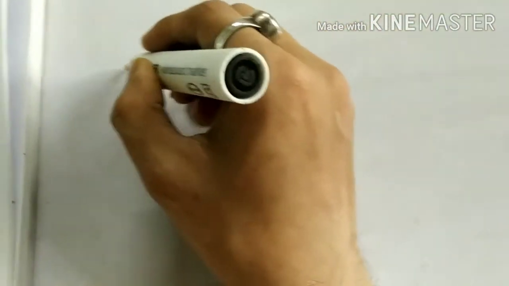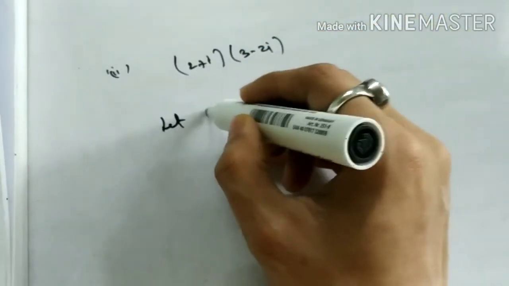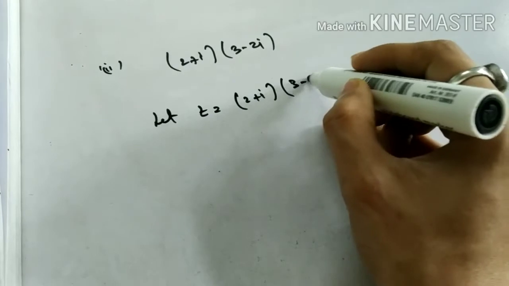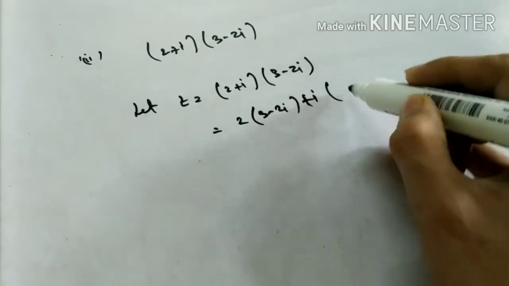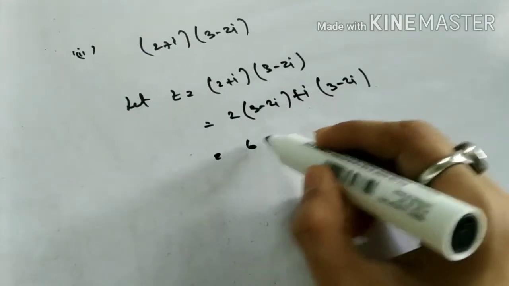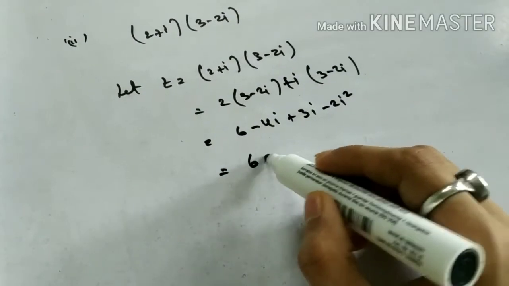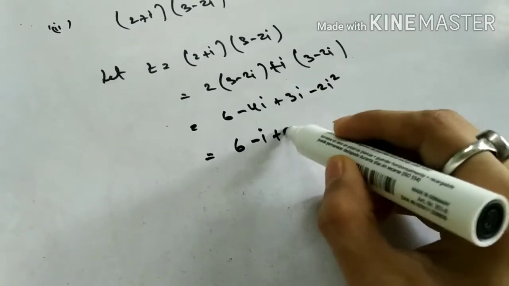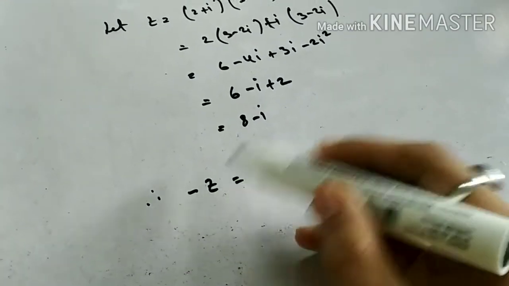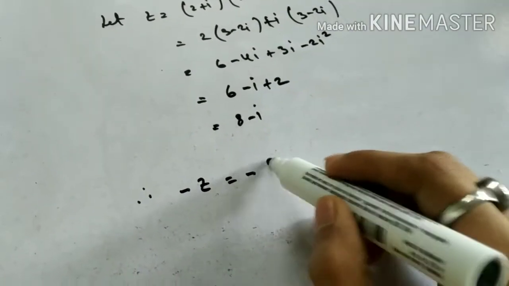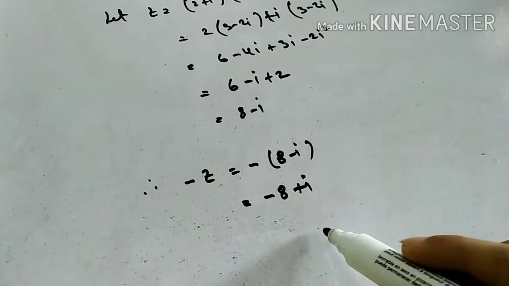Okay, let me show you number 2. It is given 2 plus i times 3 minus 2i. First of all, take this one, let z equal 2 plus i times 3 minus 2i. You multiply 2 by 3 minus 2i plus i times 3 minus 2i. So you will get 6 minus 4i plus 3i minus 2i square, which is 6 minus i plus 2, so 8 minus i. Therefore minus z, the additive inverse of z, will be minus 8 minus i, so minus 8 plus i.